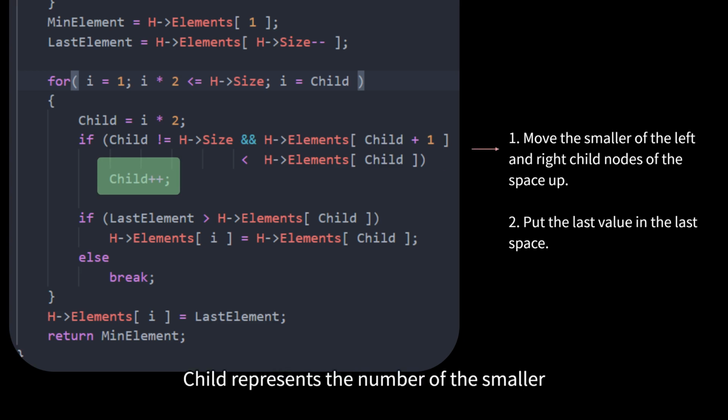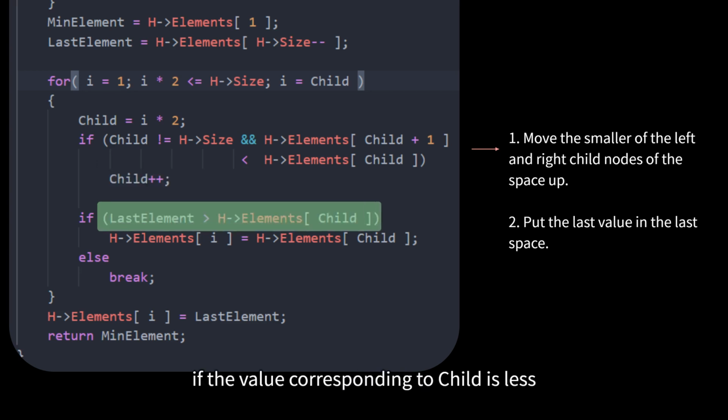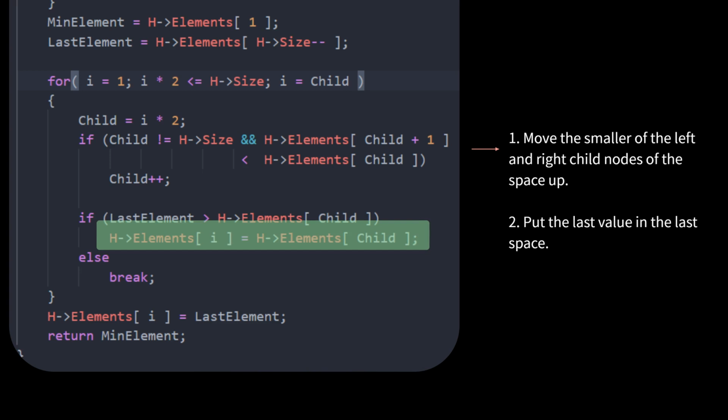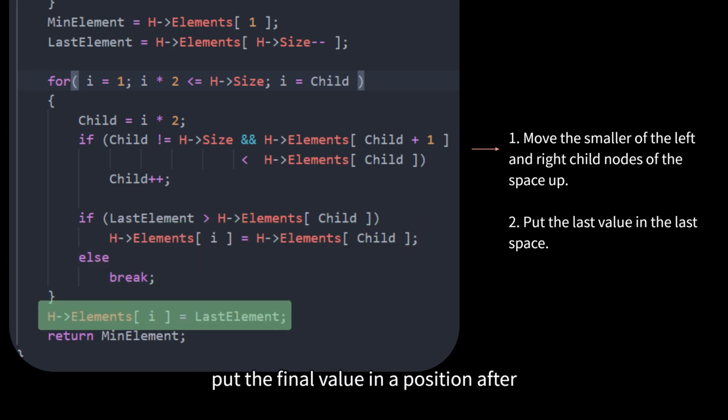All in all, this is the first step here. Child represents the number of the smaller node. Then, if the value corresponding to child is less than the last value, then it is assigned to the parent node number i, that is, moved upward. Finally, put the final value in the position after all nodes. This is the second step.